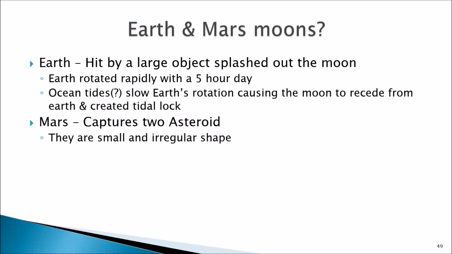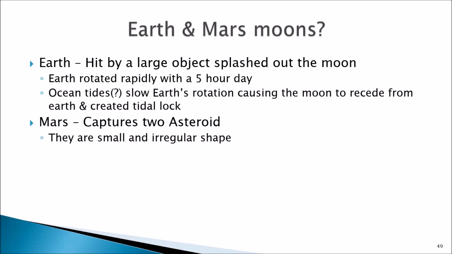So what happens is the ocean tides will slow the Earth's rotation. And when it does, it causes the moon to recede away from the Earth. And eventually it will create what we call tidal lock. At some point in time, millions of years from now, the moon will no longer rotate around the Earth, which it does every 28 days. It's that part slowing as well. It will eventually get to the point where it will be located fixed over one part of the Earth.